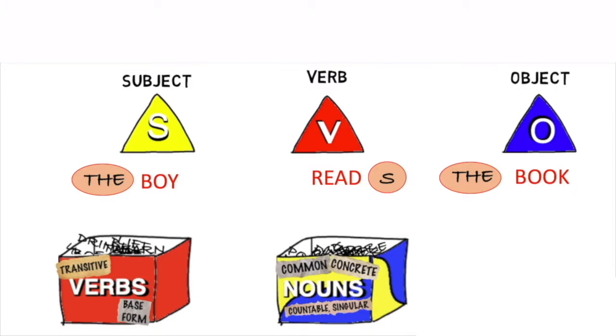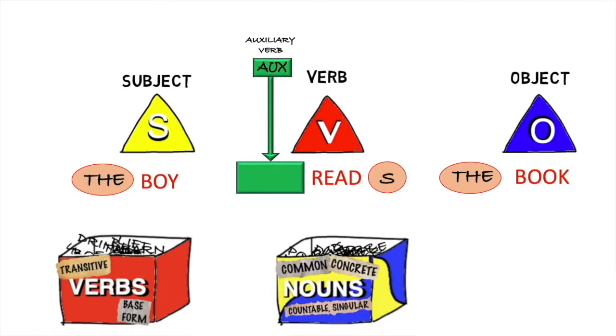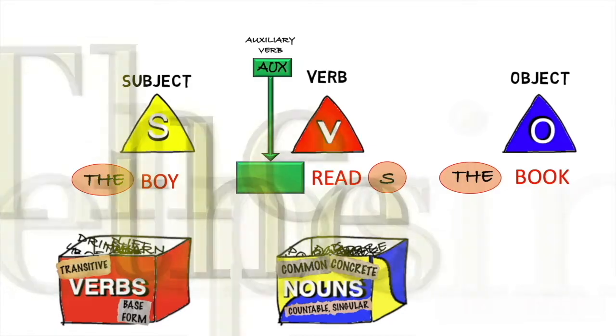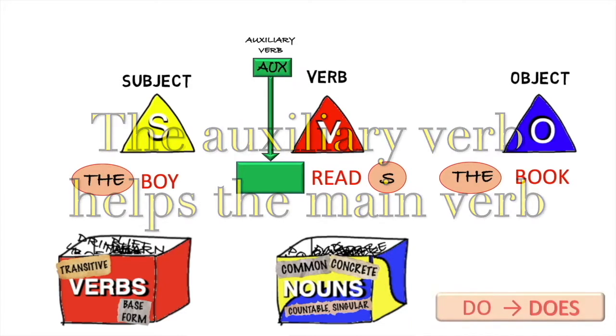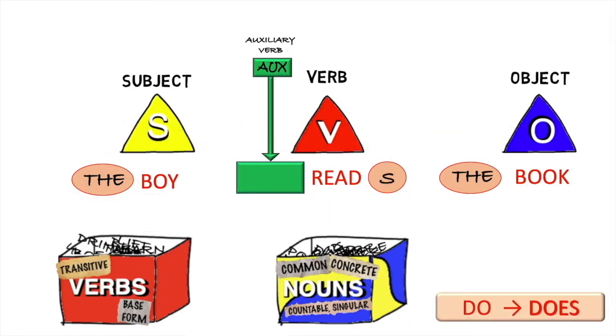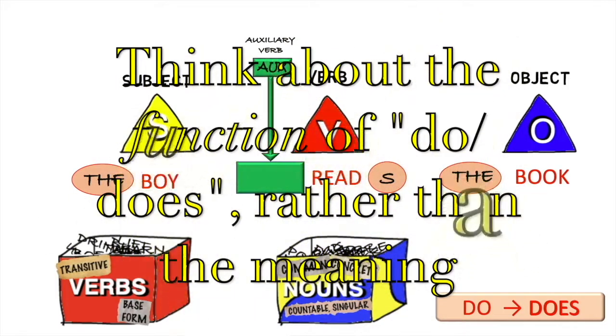We're going to need to introduce something called an auxiliary verb. This is something I'll be explaining in more detail later on, but basically an auxiliary verb is something that helps the main verb in some way. In this case, I'll be using the auxiliary do in its third-person singular form of does. Do is also a main verb, and as a main verb it has a meaning. But when it's acting as an auxiliary verb, it's better to think of its function, what it does, than to think of its meaning.